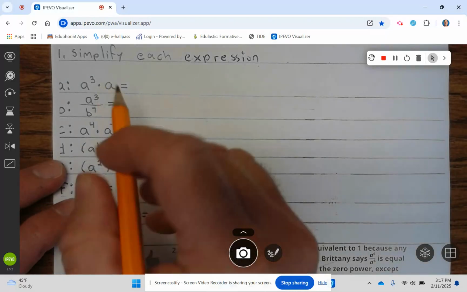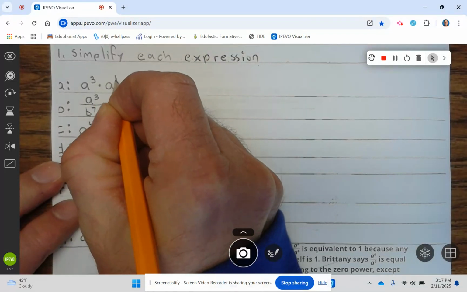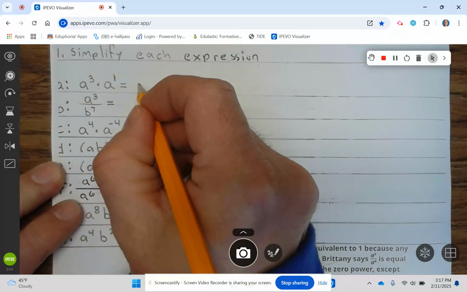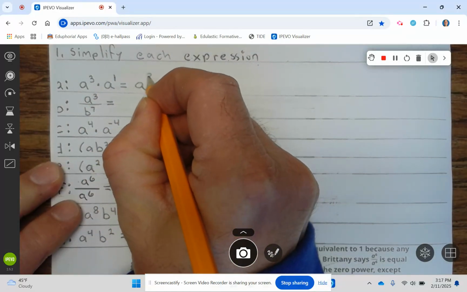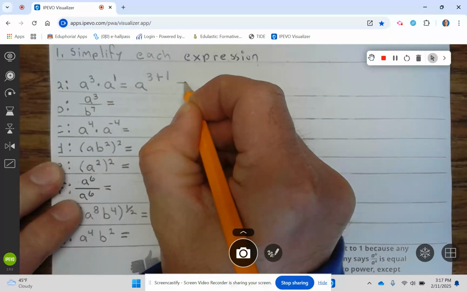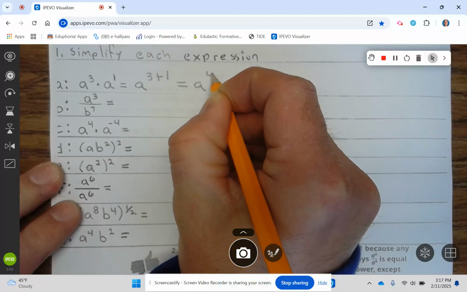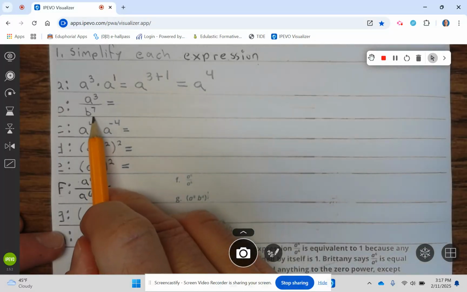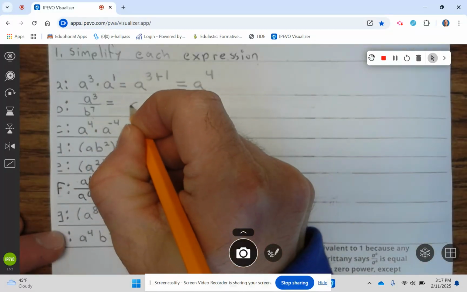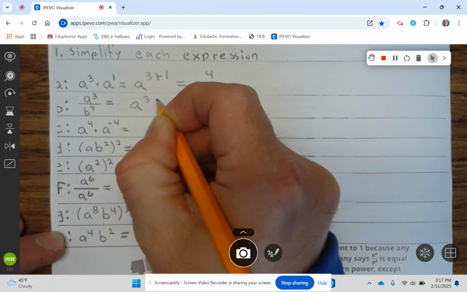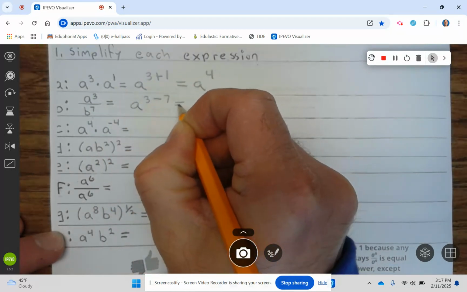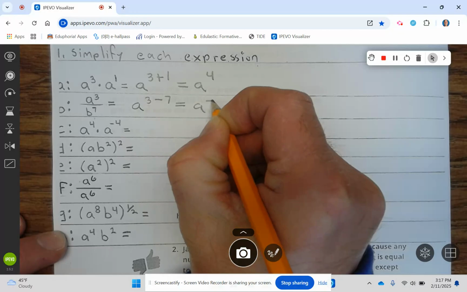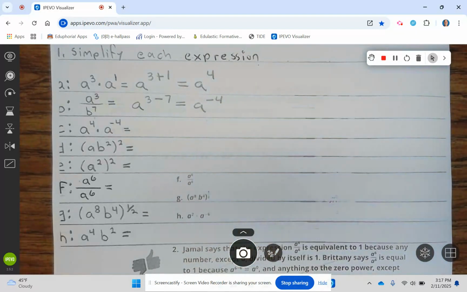Okay, so A. If there's not an exponent, we put a 1. When you multiply exponents, we add them. So this becomes A to the 3 plus 1, which equals A to the 4th. Now, when you divide exponents, you subtract. So this becomes A to the 3 minus 7, which equals A to the negative 4th.